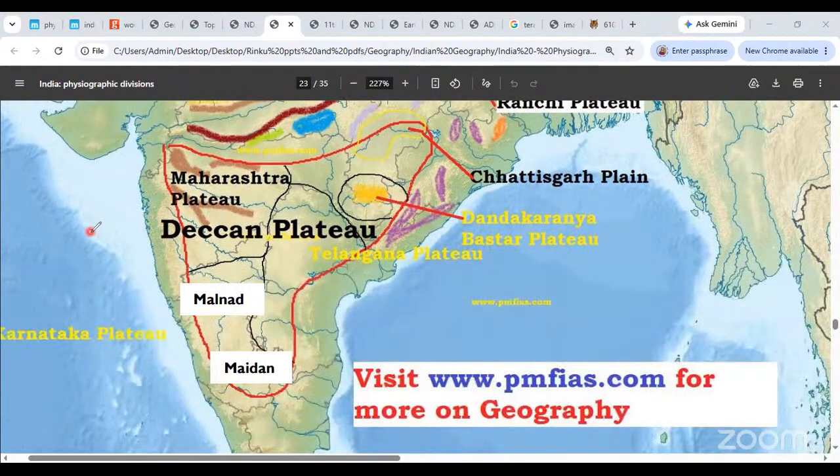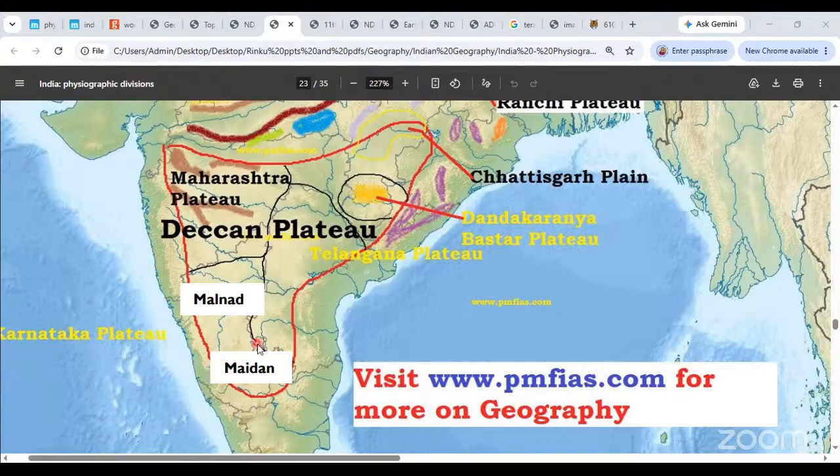Now, the Deccan plateau has multiple smaller, separate plateaus. You have the Maharashtra plateau to the left, the Chhattisgarh plains over here above it, and the Dandakaranya plateau or the Bastar plateau on this side. The Telangana plateau is just below it, and then here you find the Karnataka plateau.